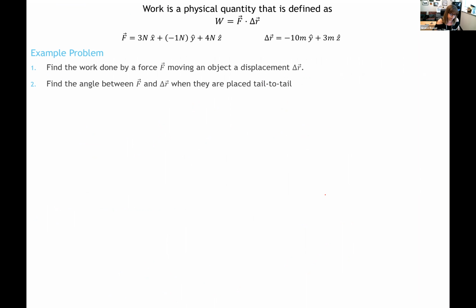So the first step we're going to do is actually distribute the dot product. So let's find a vector f dotted with delta r. So I'm just going to copy down these things in component form. I'm going to skip writing the units. I'm going to save the units for the end. I know that f dotted with delta r is going to give me units of newtons times meters. So in the end, my units are going to be newtons times meters. I'm just not going to bother writing those units over and over again.